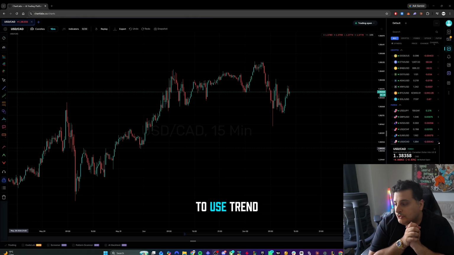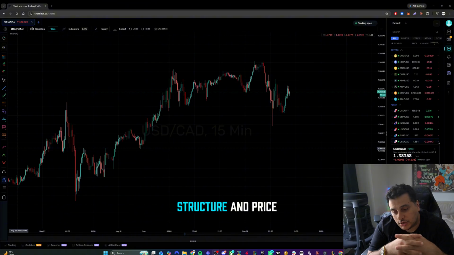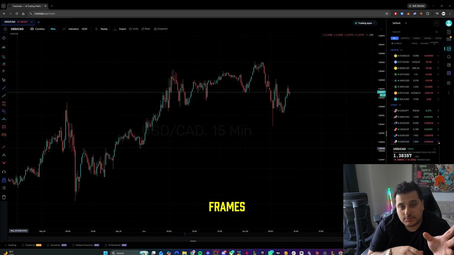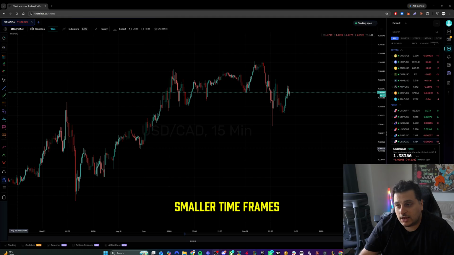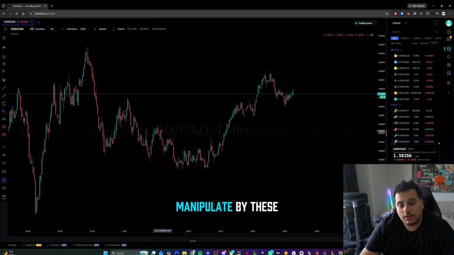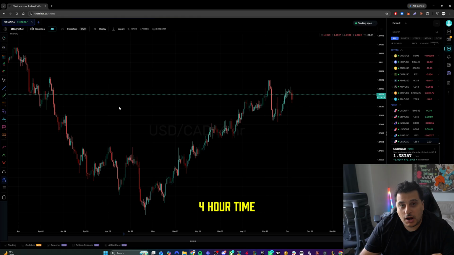So now that we know not to use trend lines, there is something that's going to help you tremendously, especially with market structure and price action when you're trading, and that is understanding that higher time frames tell the bigger story versus the smaller time frames. Smaller time frames like the 1 minute time frame, for example, over here, are much, much easier to manipulate by these hedge funds, these banks, these institutions than the 4 hour or the daily time frame, if that makes sense. So trading on the 4 hour time frame is going to give you a much higher win rate, especially as a beginner or intermediate trader when you're trading.